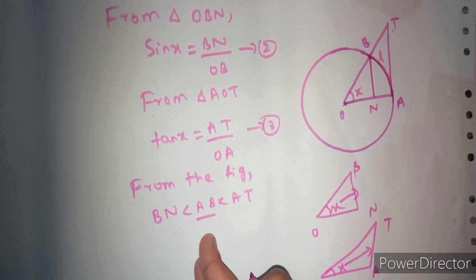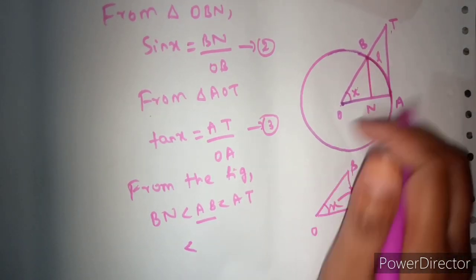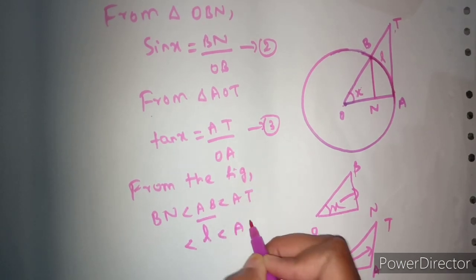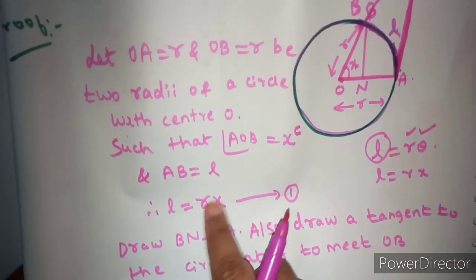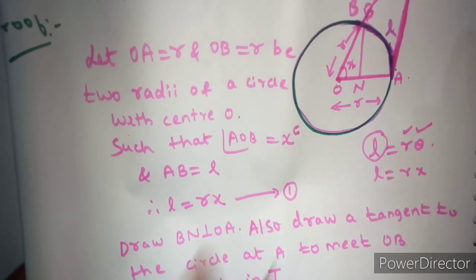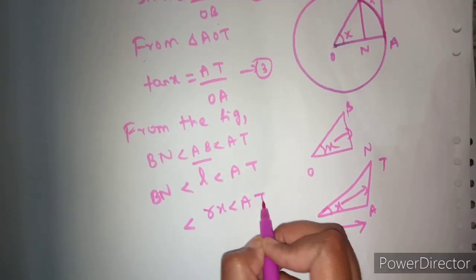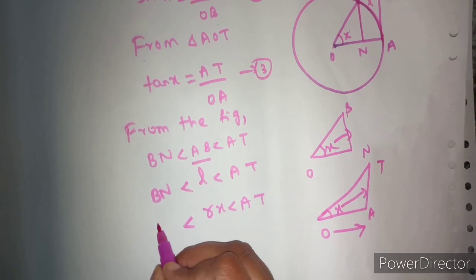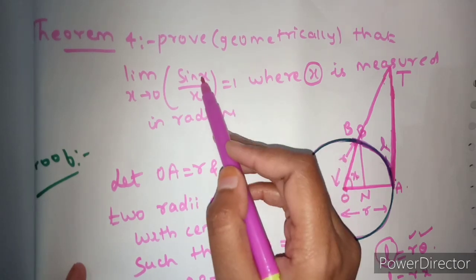Okay, so now what we have taken AB as L, right? So L is less than the weight BN and AD as it is. Now we have got L as Rx, so in place of L, what do we have to substitute? We have to substitute Rx. In place of L, put Rx less than AD, greater than BN. In the question statement, we need sin x by x.